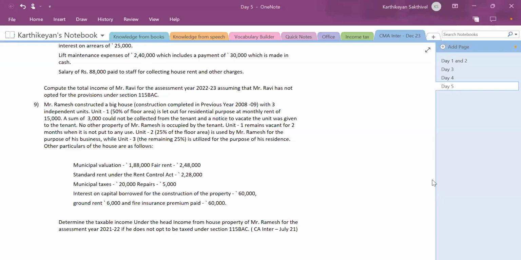Mr. Ramesh constructed a big house. Construction completed in previous year 2008-09 with 3 independent units. Unit 1, 50% of floor area is let out for residential purpose at monthly rent of 15,000. A sum of 3,000 could not be collected from the tenant and a notice to vacate the unit was given to the tenant.